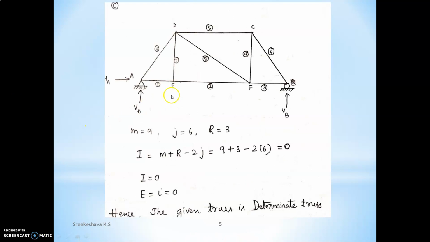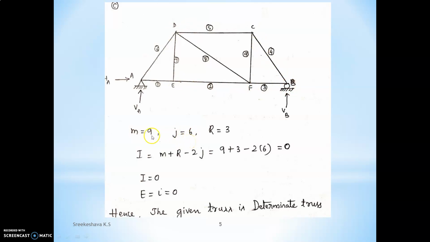In the next problem, count the number of members. 1, 2, 3, 4, 5, 6, 7, 8, 9. Totally here there are 8 members. Therefore the number of members is 8 plus 1, 9. Sorry, there are 9 members. Clear? How many joints are there? 1, 2, 3, 4, 5, 6. There are 6 joints.